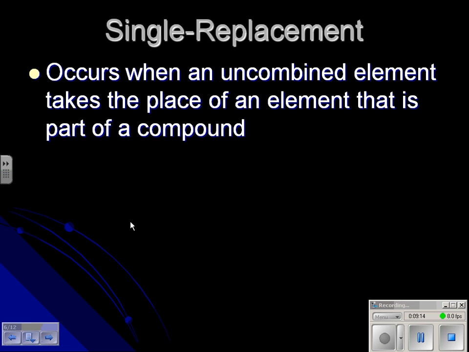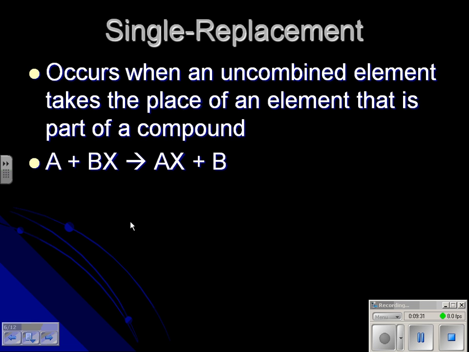So single replacement, as the name is inferring, again, if you think of these names, they really help you remember which ones are which. Single replacement is when one thing is going to be replacing something else. So single being the one thing, and then replacing something else. So here's the technical lingo on it. It occurs when an uncombined element takes the place of an element that is part of a compound.